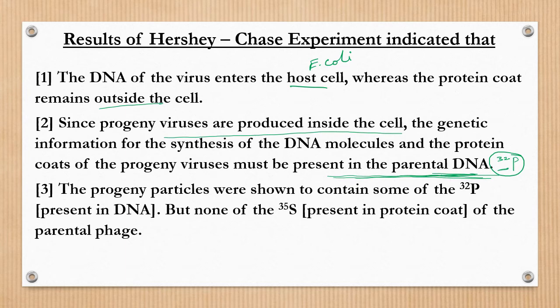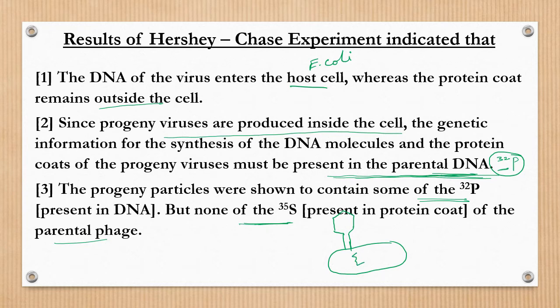So the progeny particle shows the radioactive phosphorus, and none of the radioactive sulfur of the parental phage. Parental phage means the one which infected the bacteria. So here is a bacteria, and it is infected with a viral phage, isn't it? This is a viral phage. So it infects the DNA.